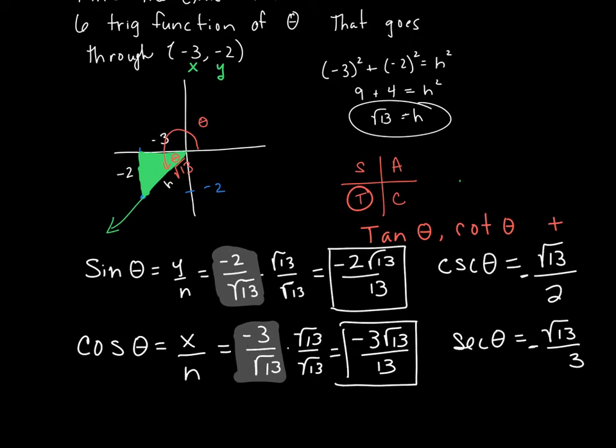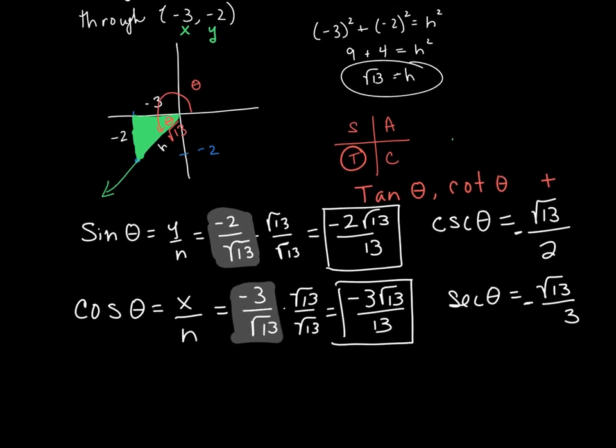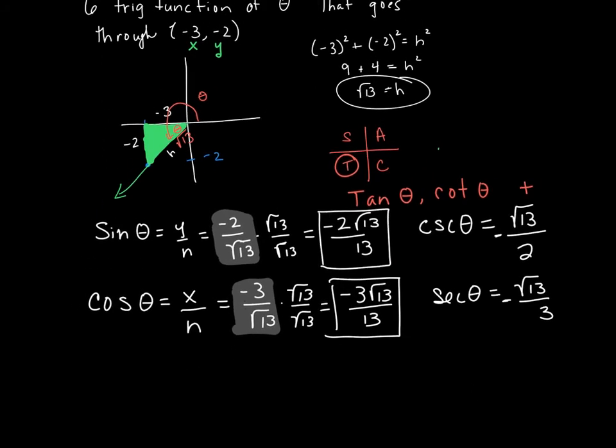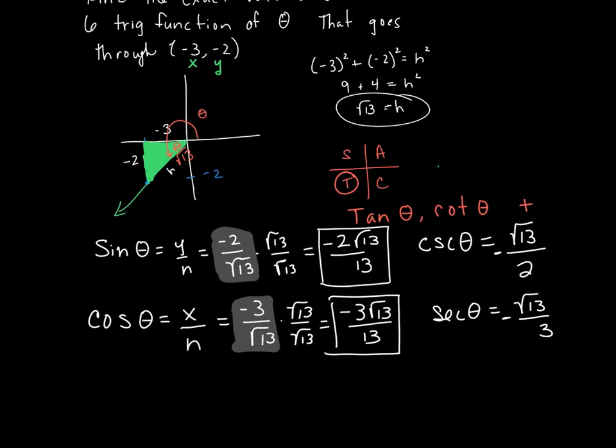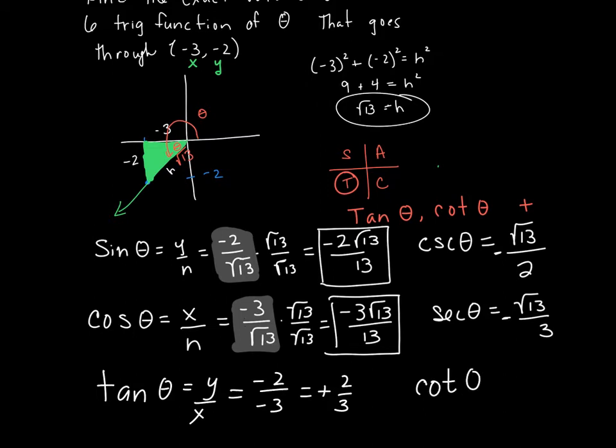The last two we have to do are the tangent function. So the tangent of theta is y over x, or -2 over -3, which is positive 2/3. And then the cotangent is the reciprocal function, or 3 over 2.